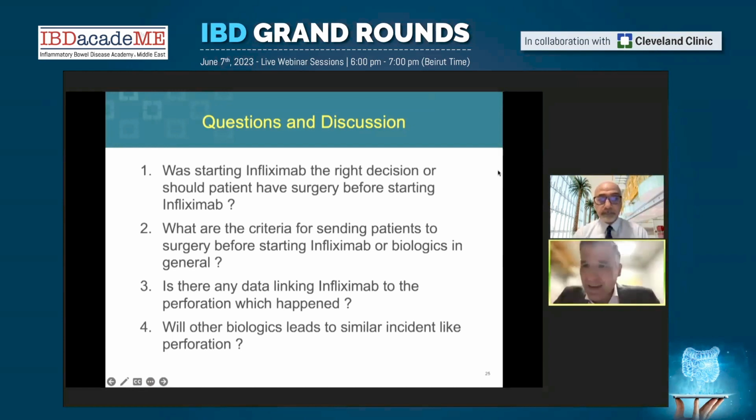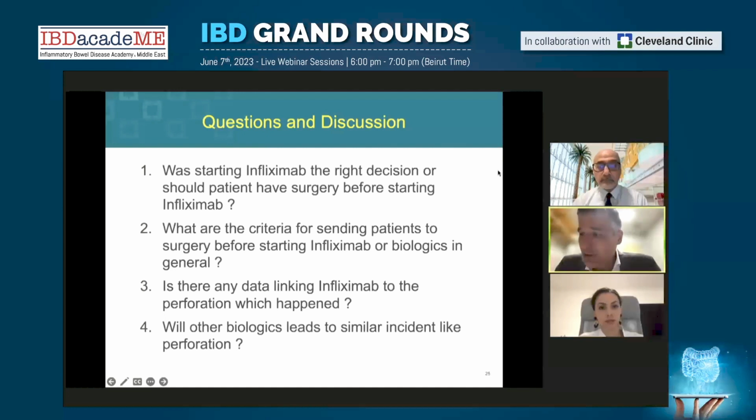So I want to start, in fact, with very basic questions and to wind back to the beginning of the case. Let me start with Professor Elouali. The patient came in with a low albumin, low hemoglobin, and a potential need for surgery. How do you optimize the patient nutrition-wise? And then what is your approach to anemia in a patient with Crohn's disease?